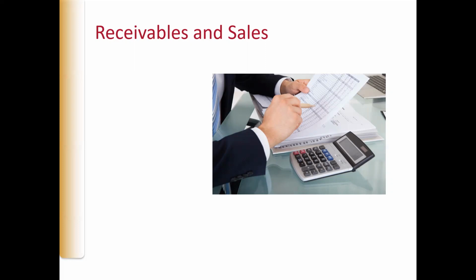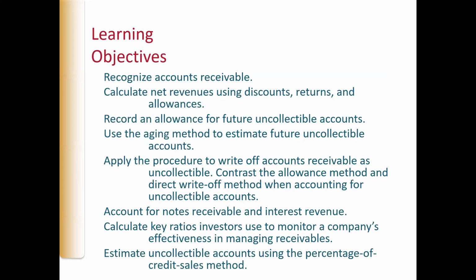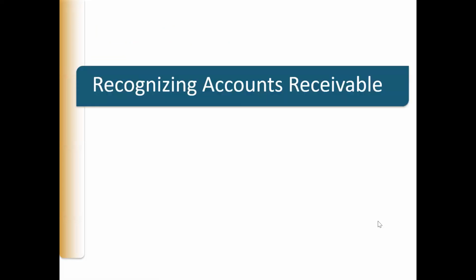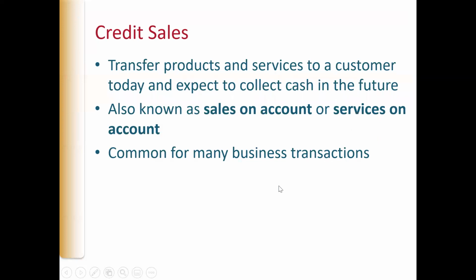Chapter 5. Today, we're talking about receivables, which is an asset, and sales, which is part of the revenue on the income statement. So credit sales are what creates the accounts receivable. A credit sale is when we sell or transfer products or services to a customer, but we don't get the cash right away. We want to get the cash down the road.